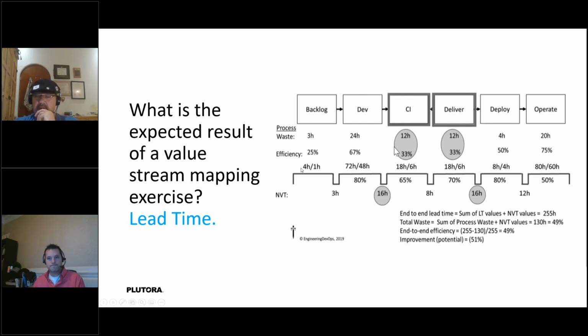It's a big number. But in reality, the dev stage in this case is fairly efficient: 48 hours process time, 72 hours lead time. It's 67% efficient. There may not be a lot of low-hanging fruit there to improve, but the CI stage, which is only 18 hours, is only 33% efficient. So it may be faster and easier to make some improvements there. Depending on what your goals are, that may be enough. That's something to constantly look at when you're doing the analysis. Where's the low-hanging fruit? Where are you most likely going to get easy gains?